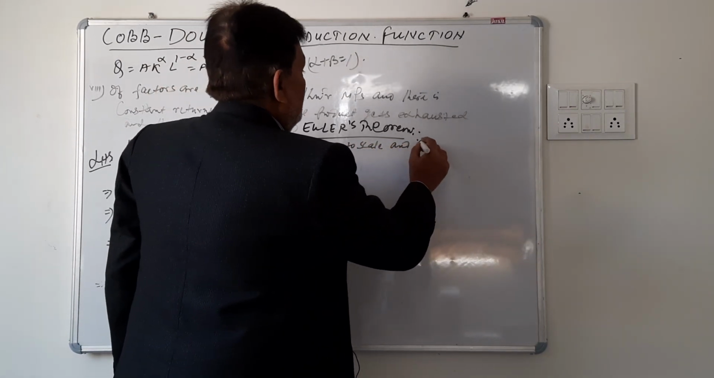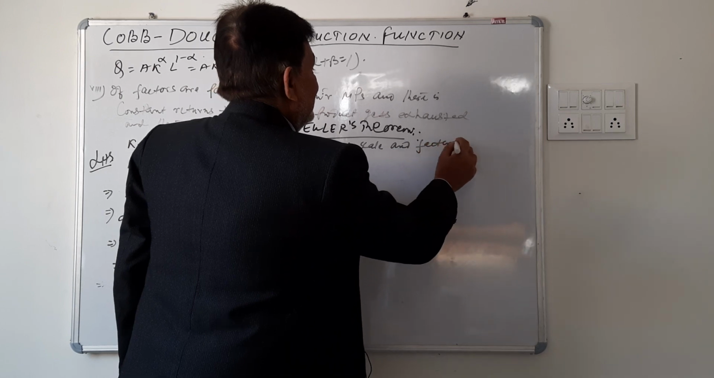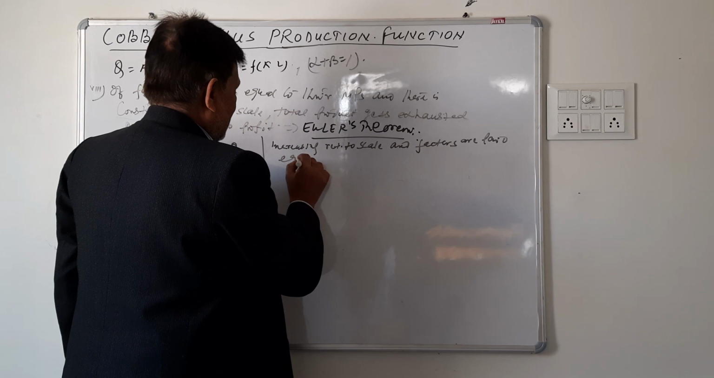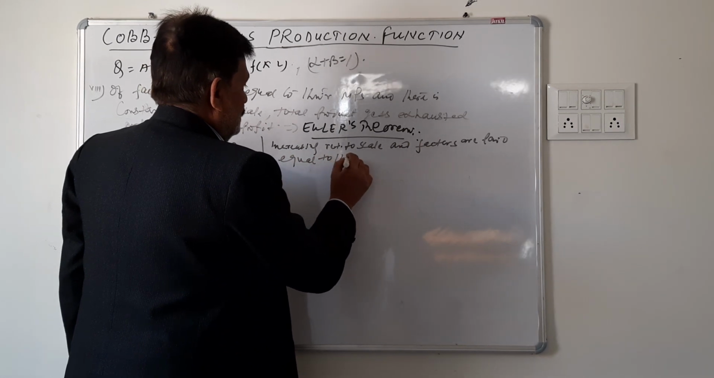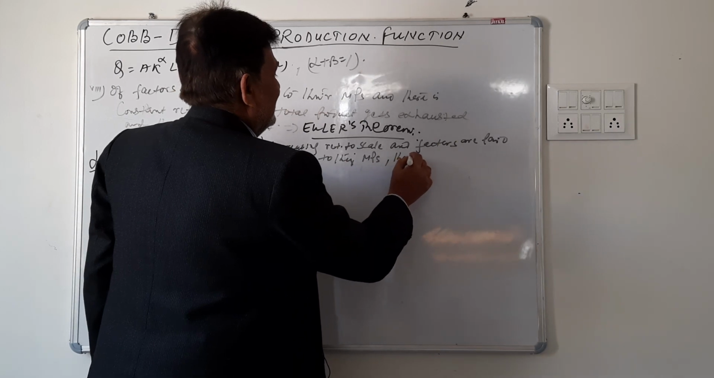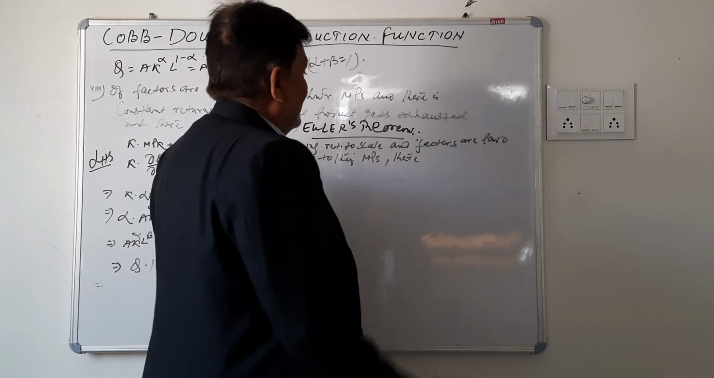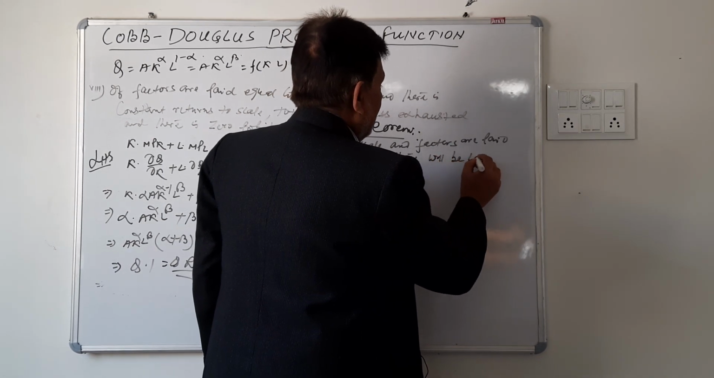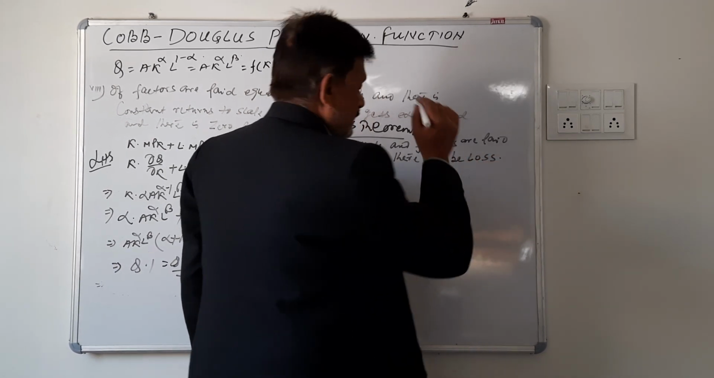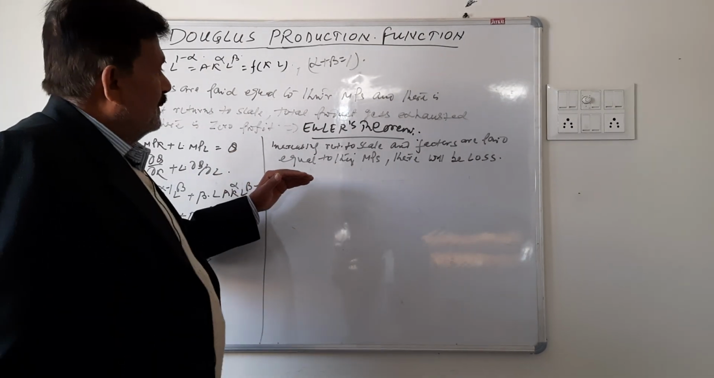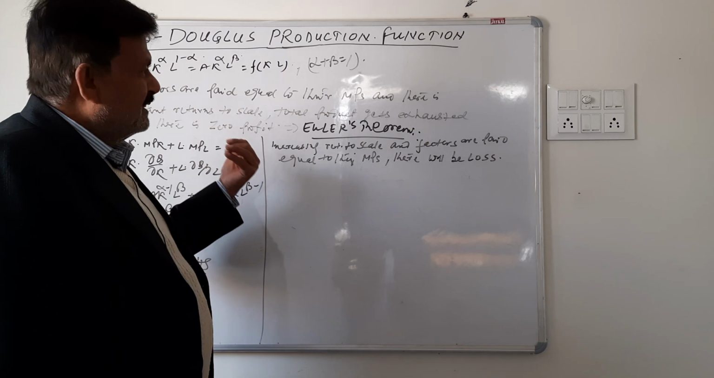And factors are paid equal to their marginal products. So there is a very disturbing outcome. There will be loss. Here was the constant returns to scale.